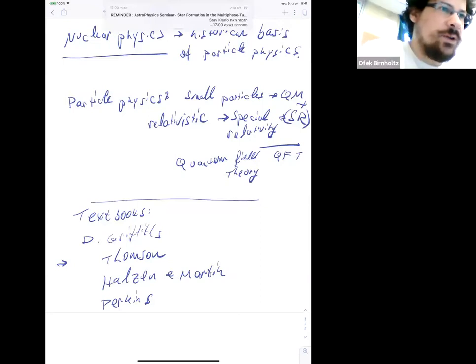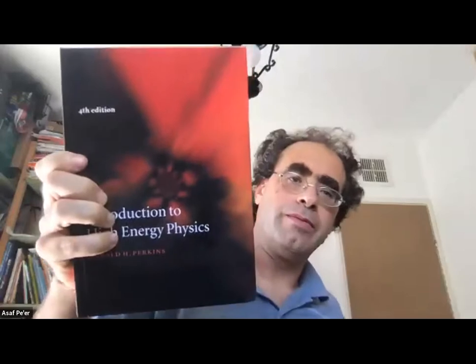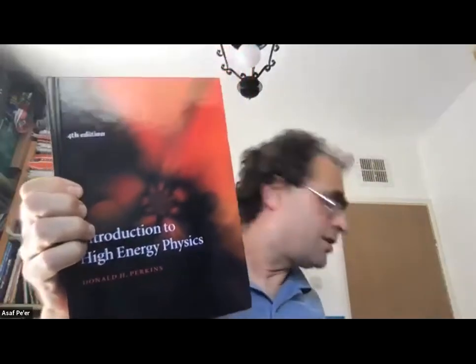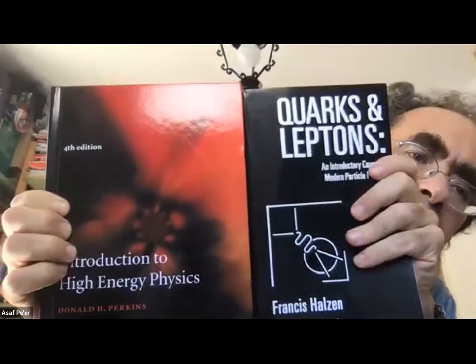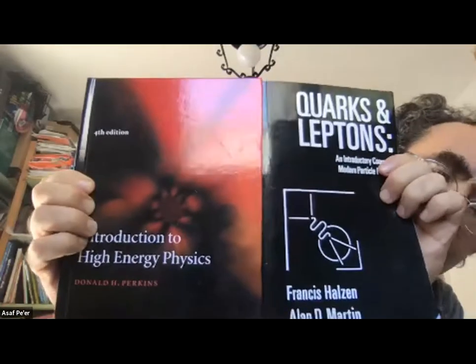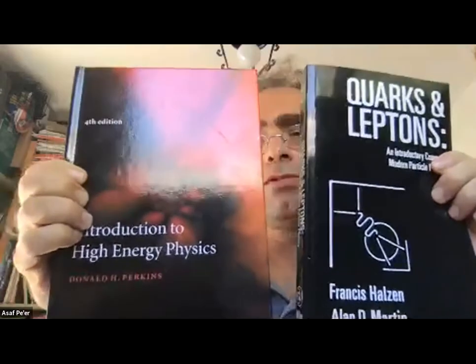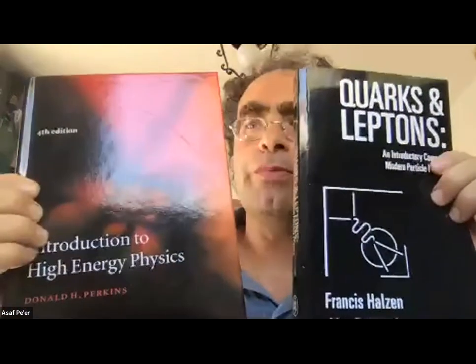If you cancel the screen share, we can see you bigger, because I think we couldn't actually see the books very well. You want me to cancel the screen share? So I can do it for a few minutes. So these are the two books. This is the book by Perkins, and this is the book by Halsen and Martin. Halsen and Martin is a bit older. It is the book that I use. They are all found in the syllabus. So you just go on the course webpage, and it's in there.